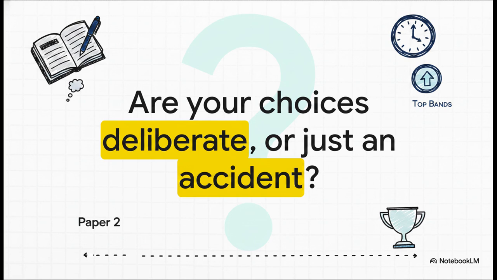As we wrap up this explainer, I want to leave you with a bit of a provocative challenge. The next time you sit down to practice, ask yourself, are your linguistic choices truly deliberate or just a happy accident? To get those top scores, every single verb and paragraph break needs to be a conscious decision made with the examiner in mind. Keep these strategies close and you'll absolutely crush Paper 2.